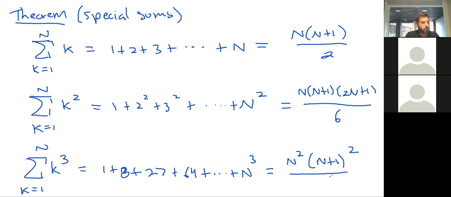You can derive all these using some tricks in algebra. I'm not going to do it, but if you're interested, go online and check them out. Just Google sums of integers, sum of first n integers, and you'll see how to derive them.